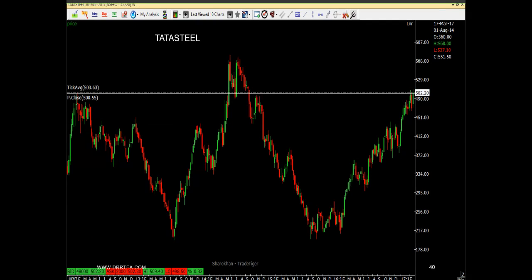See the Tata Steel, the same scenario. It has a very big move up, then it has a very big move down. So if you just simply buy and hold, that doesn't work here. So that also supports my argument, which I'm trying to explain and emphasize here.